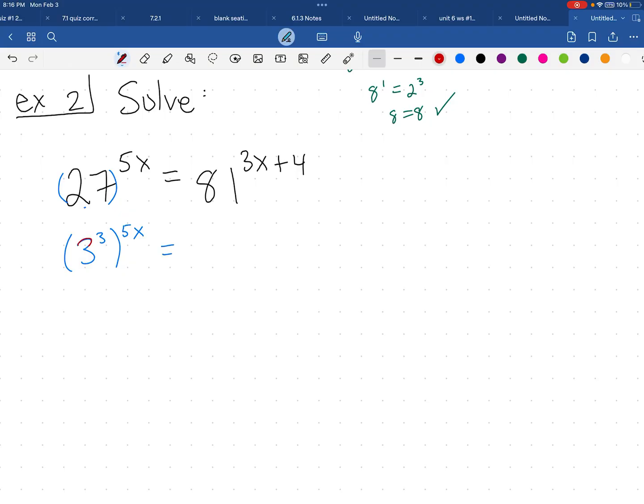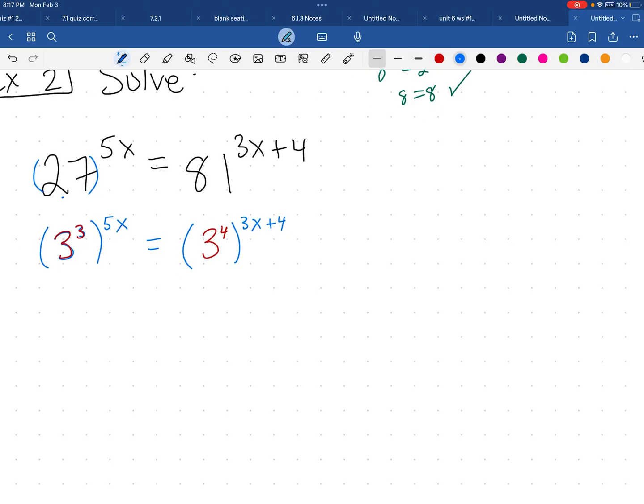So I didn't change anything again. 3 to the third is the same as 27. I brought everything else down. I just rewrote 27. 81 is the same as 3 to the fourth. And if you don't know these, you're going to get to know them better the more time goes by.